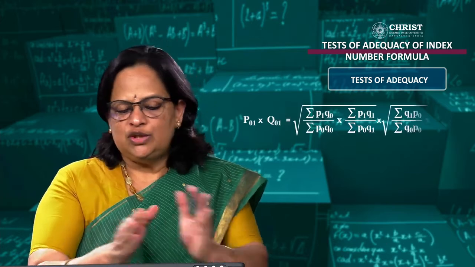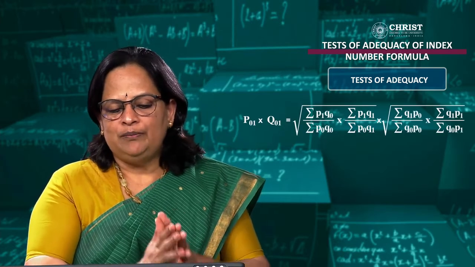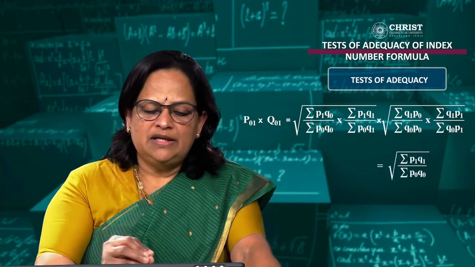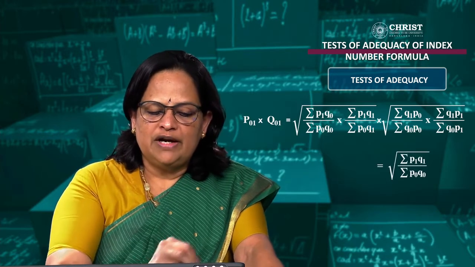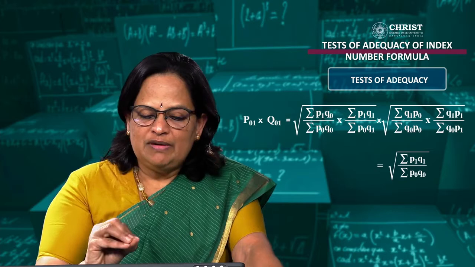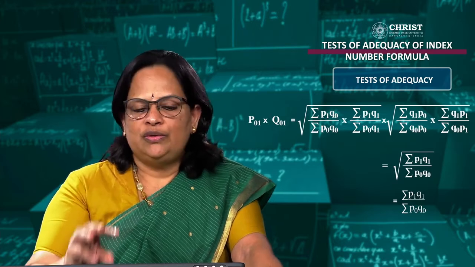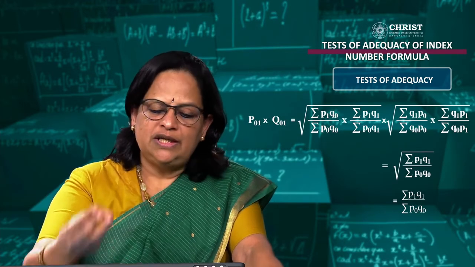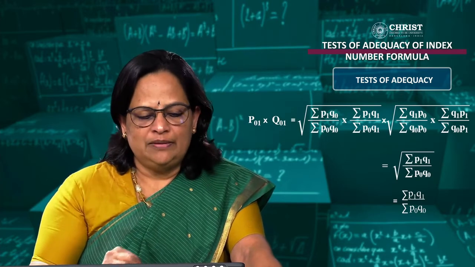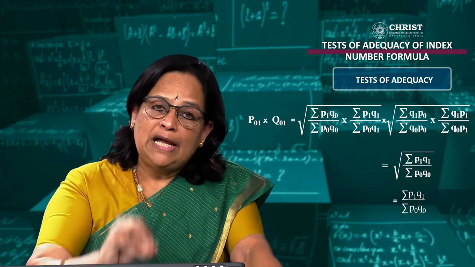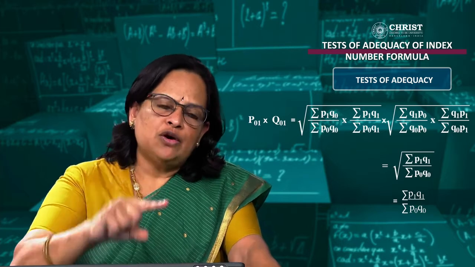So we can substitute these two equations, that is P01 into Q01. When we substitute the equations here, we can see that common values cancel. Then we get the square root of sigma P1 Q1 divided by sigma P0 Q0 squared, so we get sigma P1 Q1 divided by sigma P0 Q0. That is current year price into current year quantity divided by base year price into base year quantity. Thus, Fisher's ideal index is satisfying the factor reversal test also, because this is the value index. We have changed price with quantity and quantity with price.